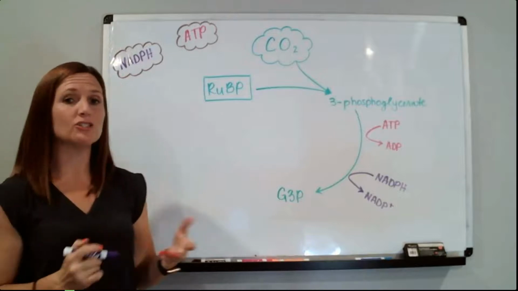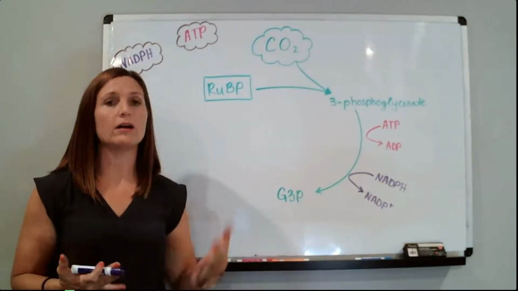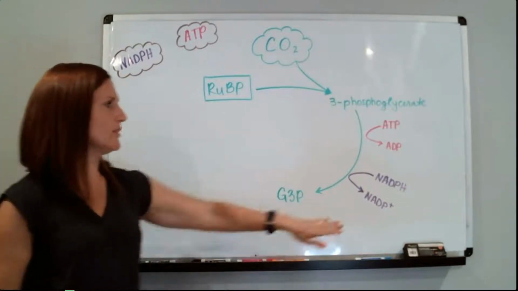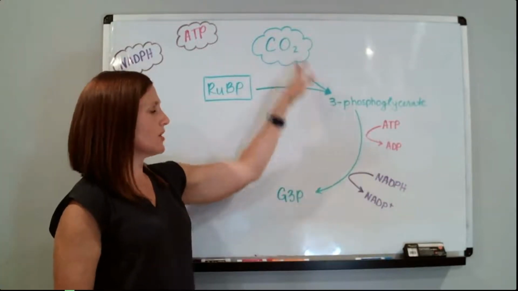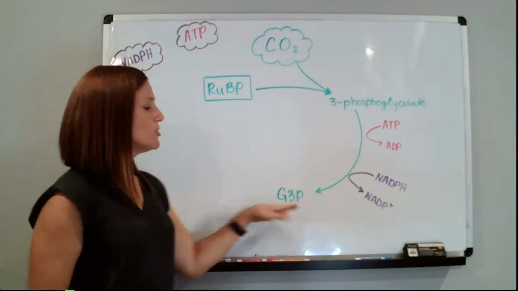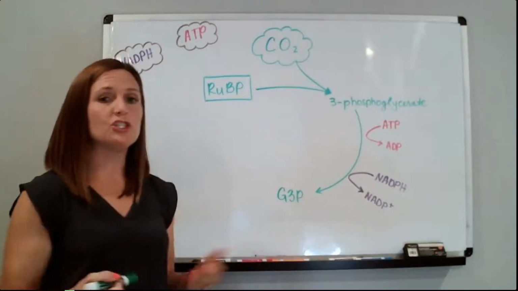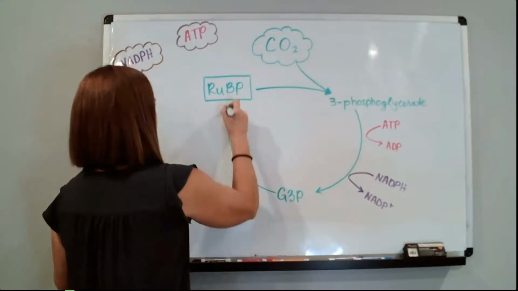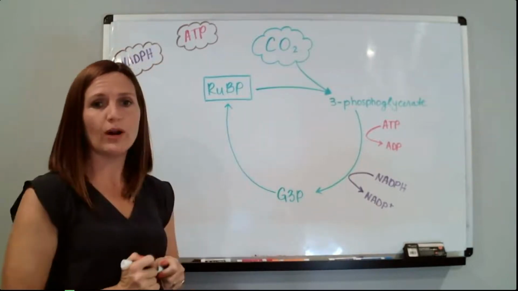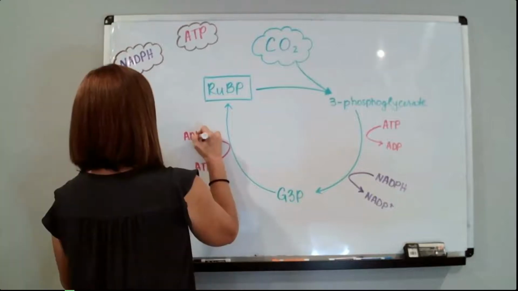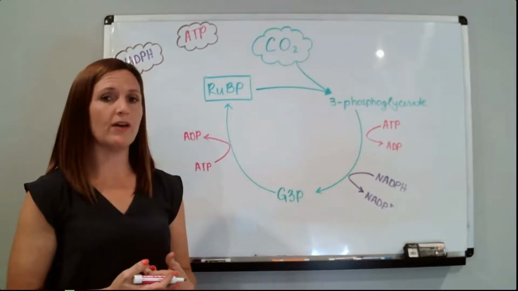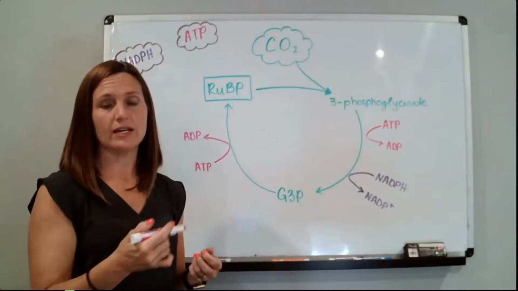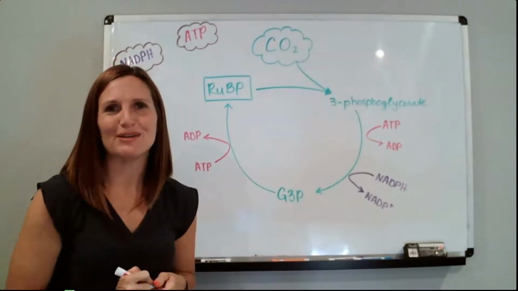So those high energy electrons that were collected from water and that traveled through the electron transport chains are also given to carbon dioxide in order to turn it into G3P. The G3Ps then, with a little more input of energy, turn back into Rubisco and the cycle can continue. But we've missed a really important part.